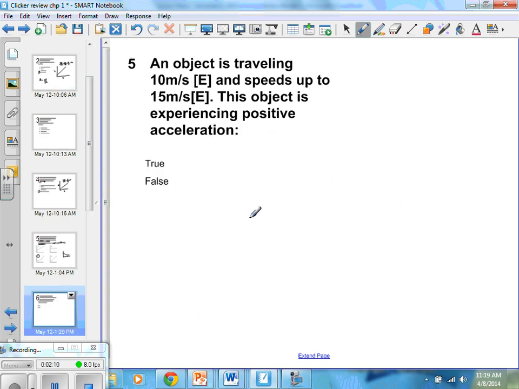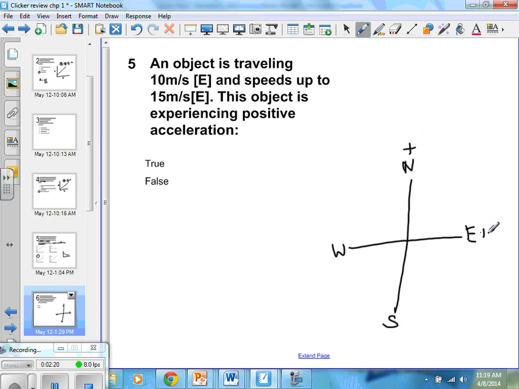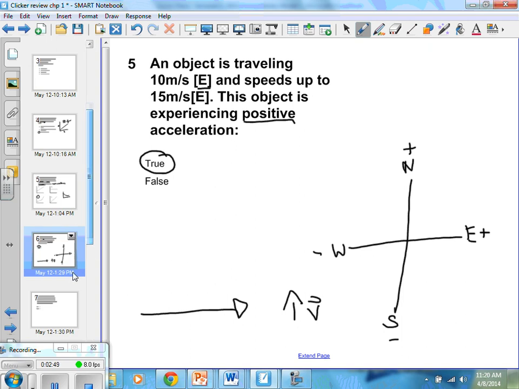Number 5, if an object is traveling 10 meters per second east, so let's look at our compass here. Remember that north and east are considered positive. South and west are considered negative. So this object is traveling in the positive direction. They're traveling east, and they're speeding up. So is this object experiencing a positive acceleration? Acceleration is a vector. Yes, they're speeding up. Yes, they're going in positive direction. So this is true. Number 5 is true.